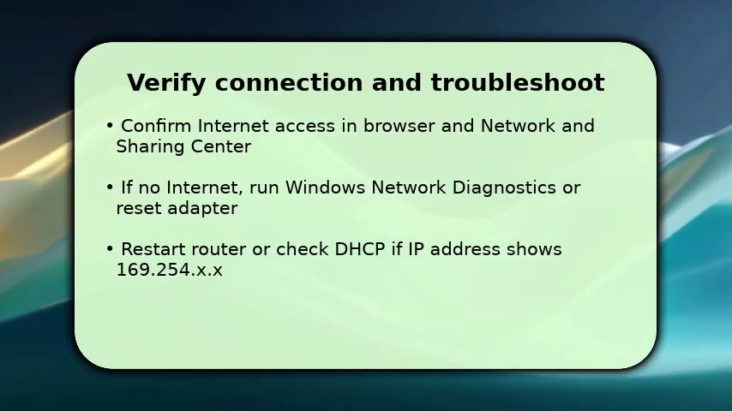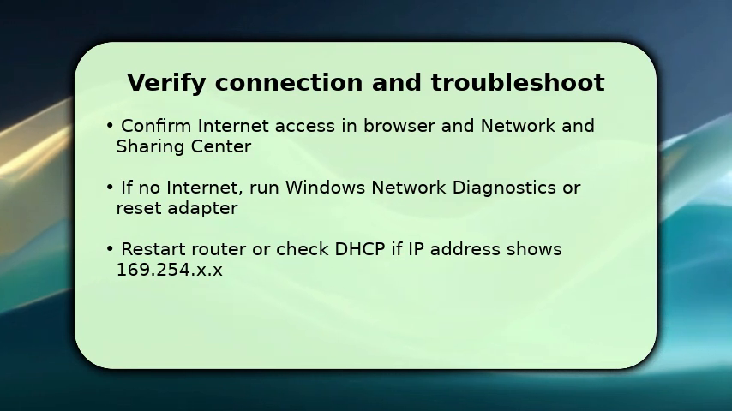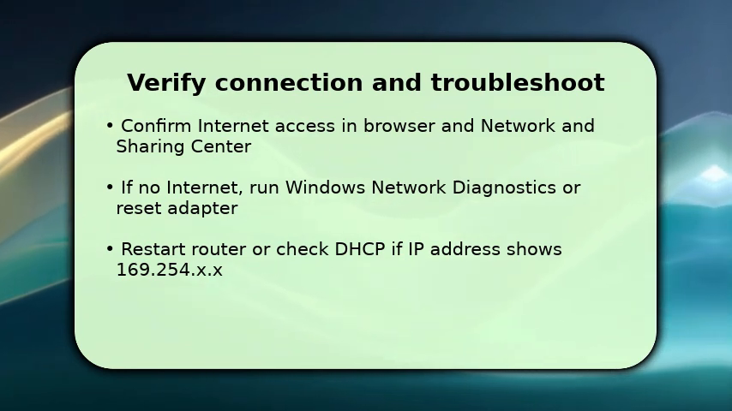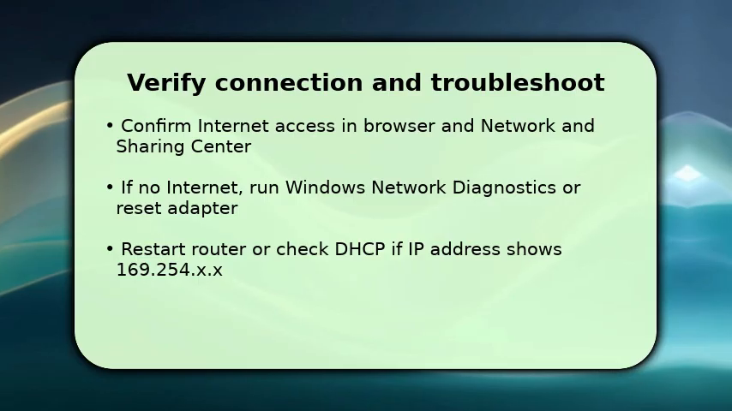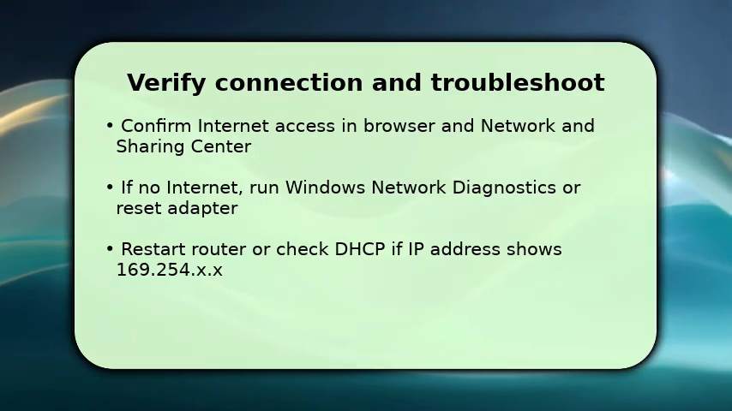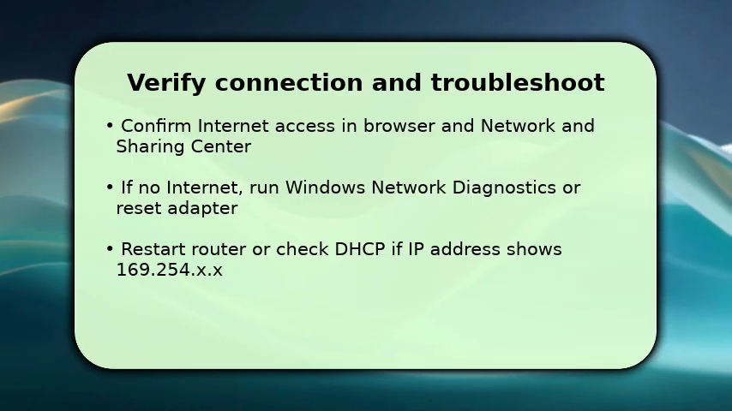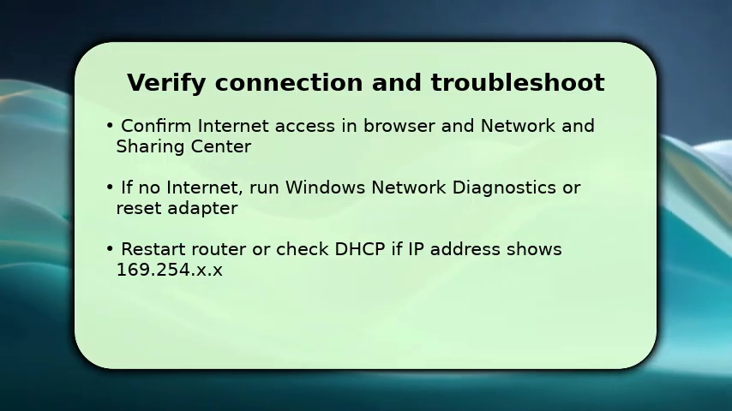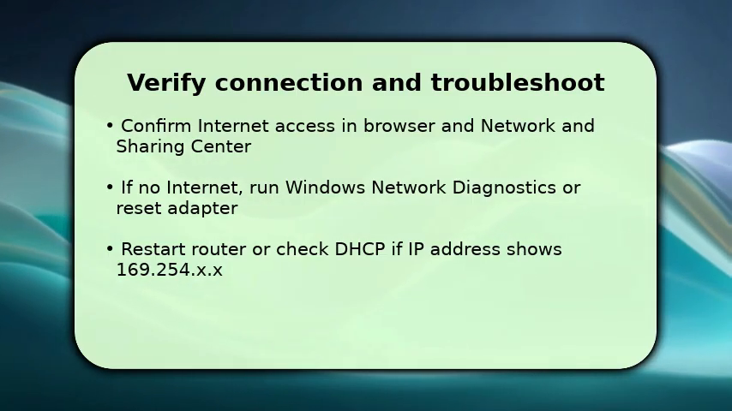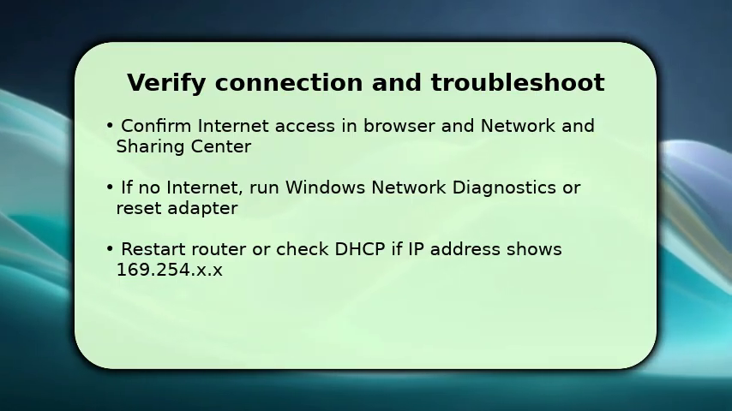If you have no internet, run Windows Network Diagnostics to let the system auto-fix common issues, and then try disabling and re-enabling the wireless adapter. If the adapter shows an IP like 169.254.x, your router's DHCP likely failed, so restart the router.